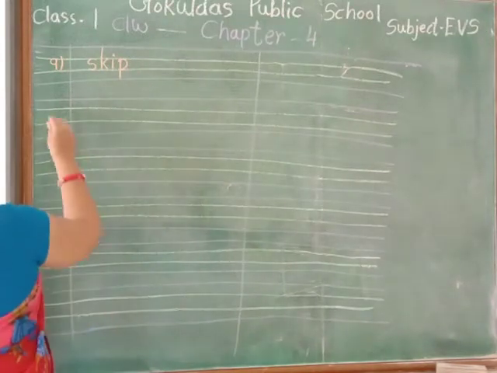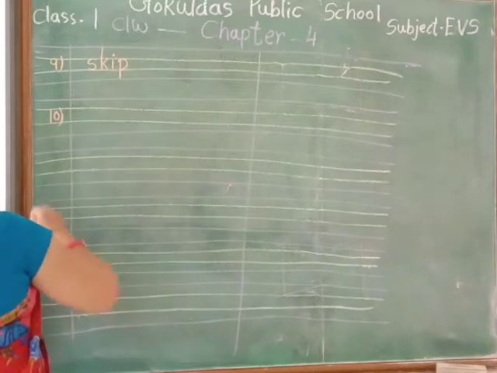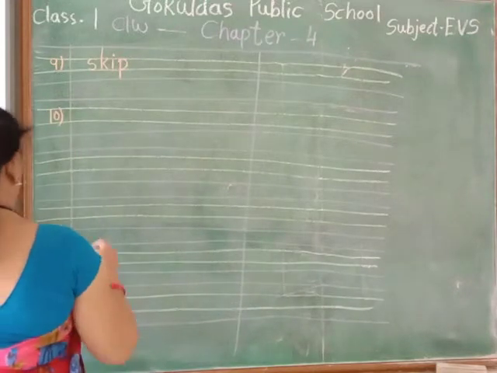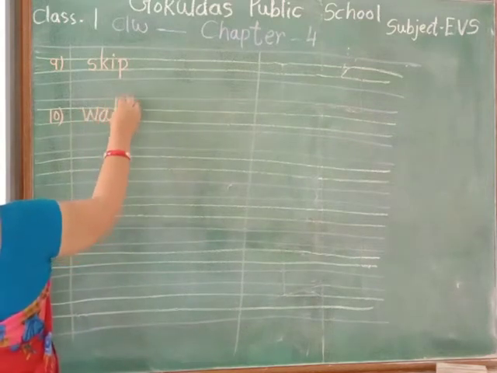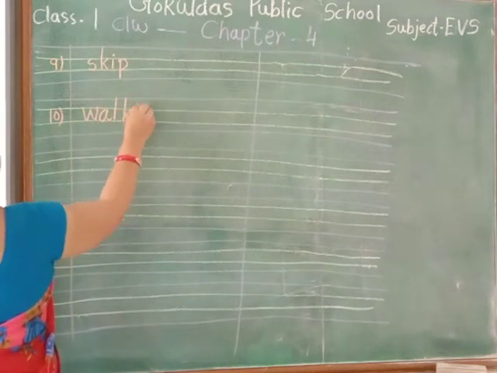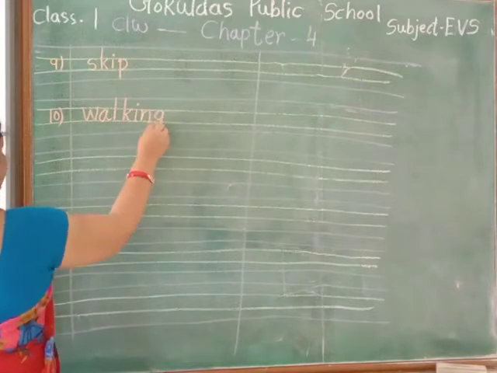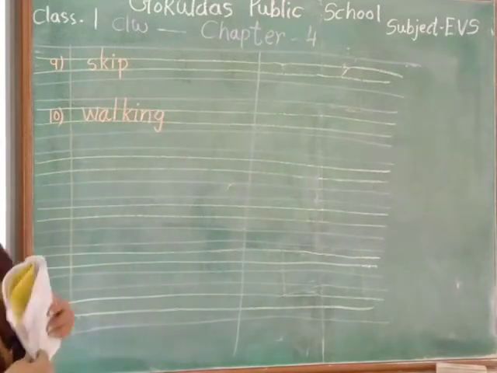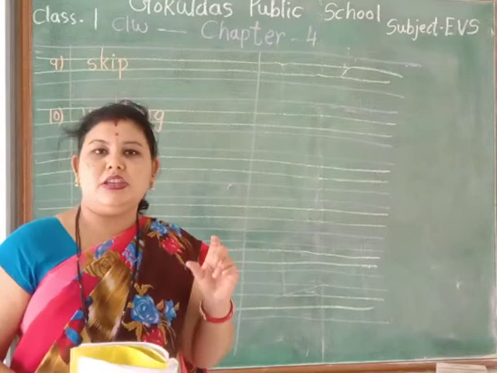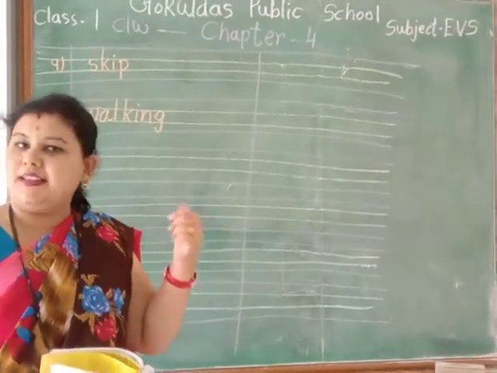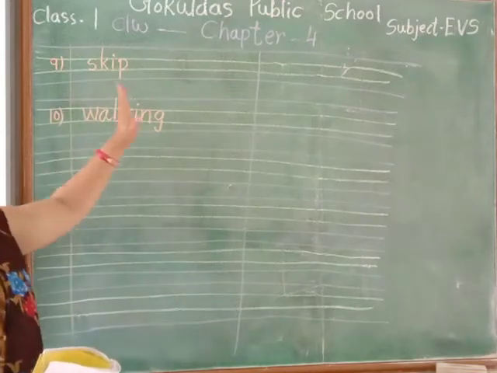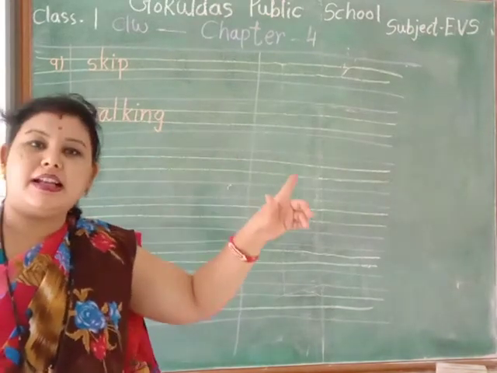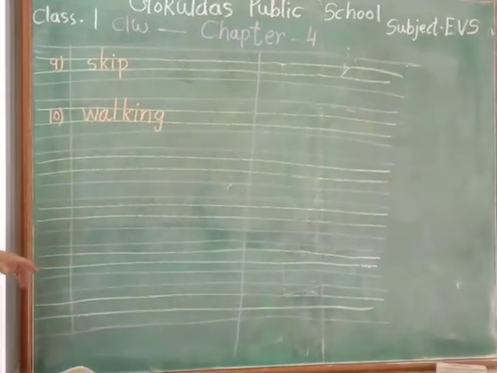Next, number 10. Walking. W-A-L-K-I-N-G. Walking. Always say and write. Each and every letter you have to say and write, okay? Don't copy the line. Write nicely. Always say and write. Hurry up. Walking.